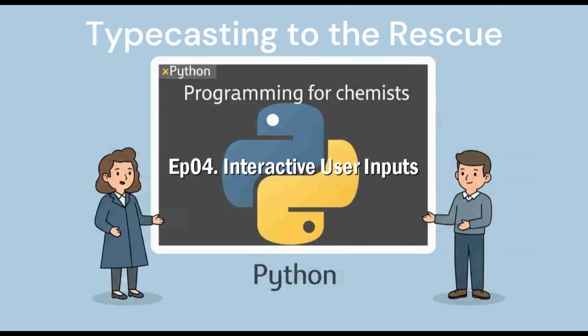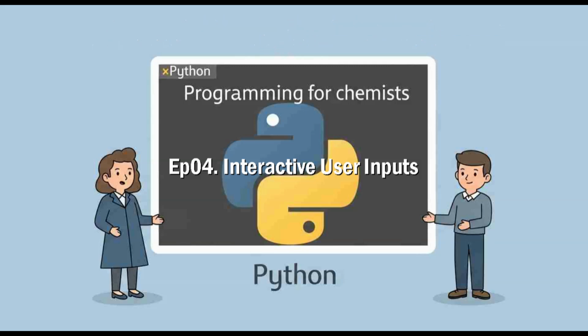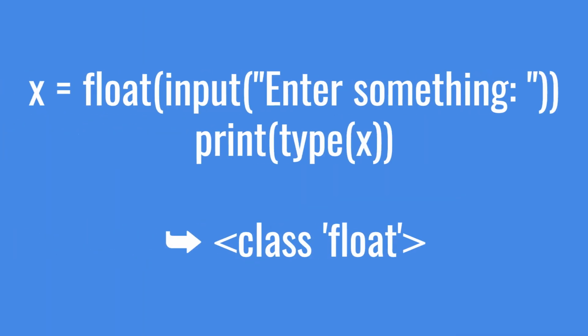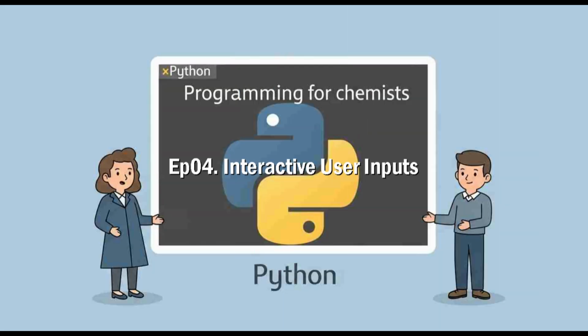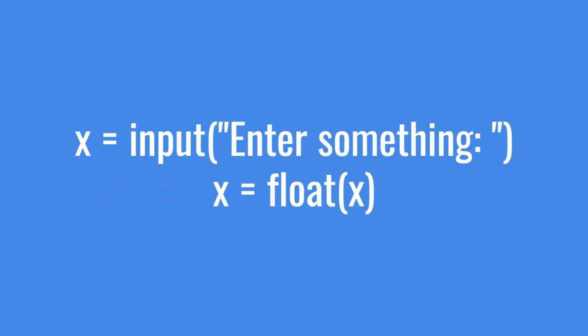Typecasting to the rescue. To use the input as a number, we must manually convert it using a process called typecasting. Since our molecular masses are often floats, let's typecast to a float. x = float(input('Enter something')). Now, if you check the type with print(type(x)), it will correctly show class float, meaning it belongs to the float class. You can also do the typecasting in two steps if that's clearer. x = input('Enter something'), x = float(x).